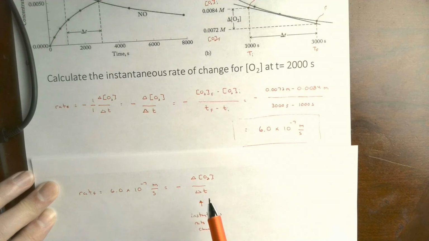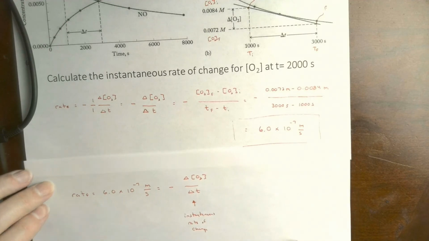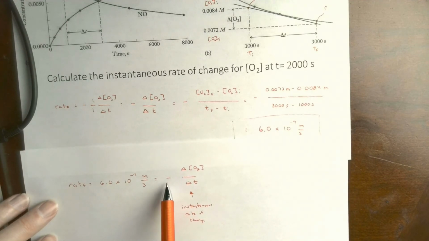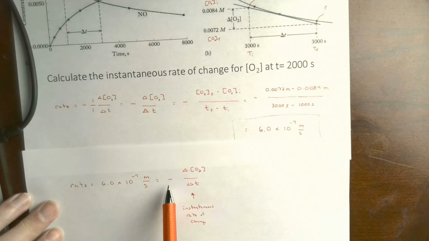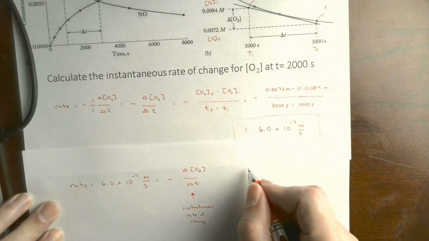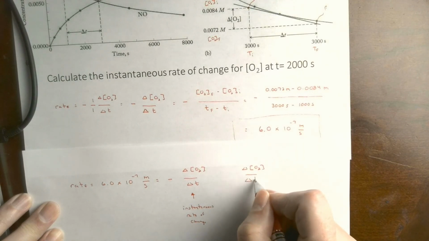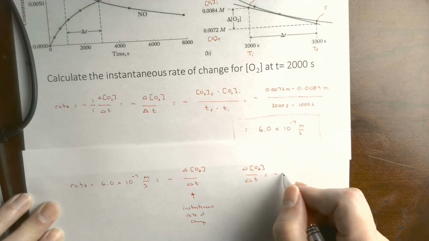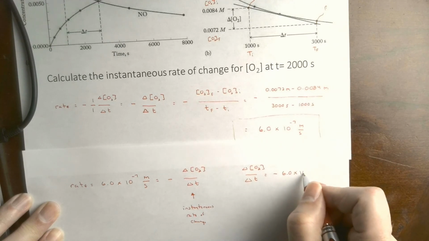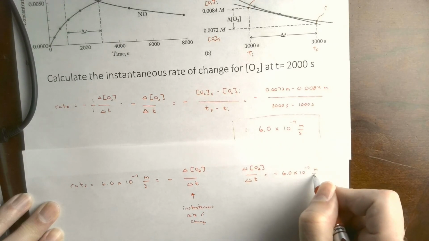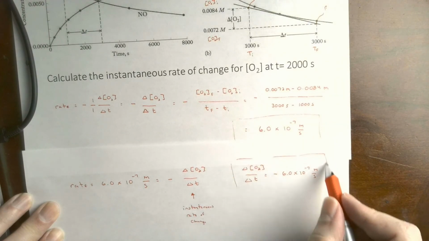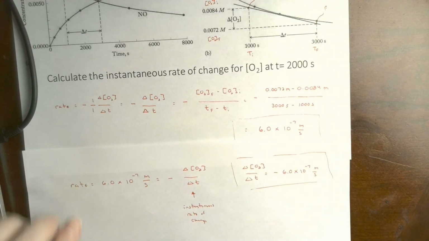So if we wanted to calculate that instantaneous rate of change, all we would do is multiply both sides by a negative. And so the change in the concentration of oxygen over the change in time is going to be negative 6.0 times 10 to the minus 7th molar per second, which is indeed negative because the oxygen is decreasing. All right, the concentration of oxygen is getting smaller.